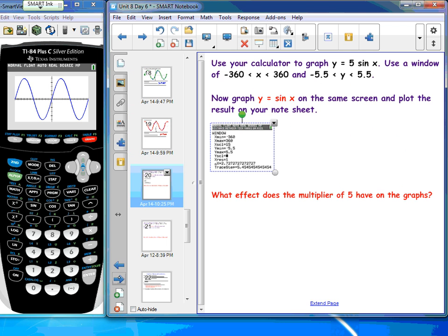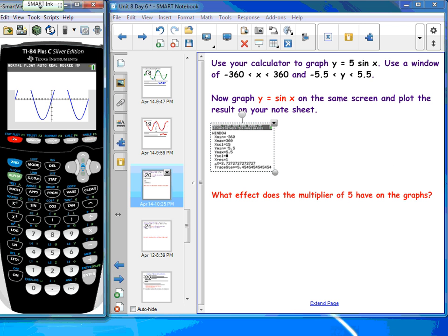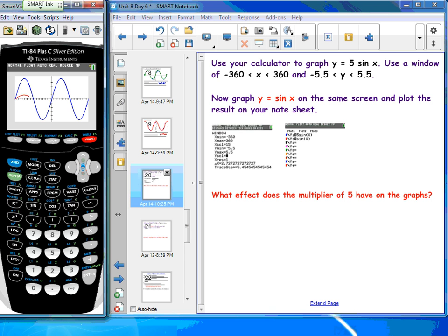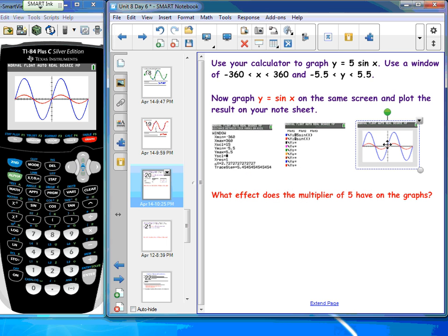Let's add y equals sine of x to our graphing window, but let's do it for our second equation, y sub 2. So let's graph y equals sine of x on the same screen. Without the 5, it'll just be 1 sine of x. And compare the graphs. So everybody, we've entered 5 sine of x in y1. In y sub 2, we've entered just sine of x, right? What effect does that multiplier of 5 have on the graph, that first blue graph? How does that compare with y equals 1 sine of x in red? How do those graphs compare?